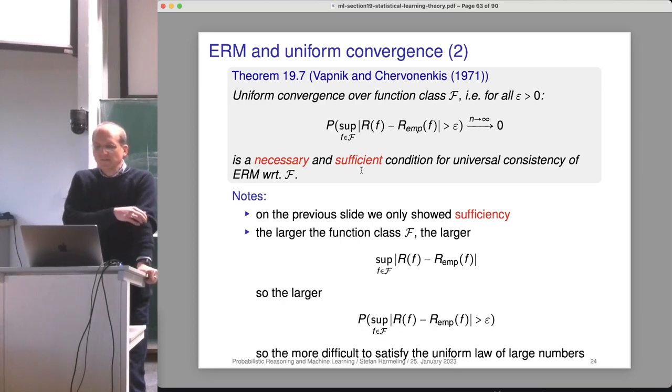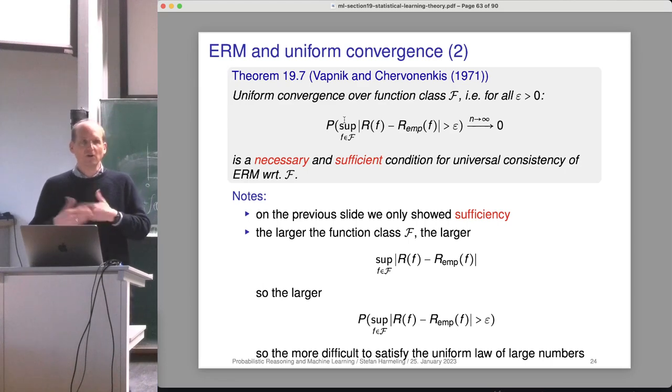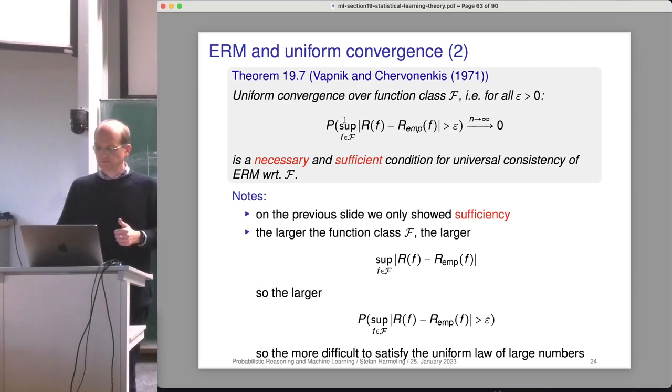Curiously, just by thinking about this function class, suppose it gets larger, then also the supremum gets larger, right? Because it's a supremum over a larger set. So basically, if I increase my function class, it gets more and more difficult to fulfill the uniform convergence, which intuitively makes sense. Maybe it's easiest fulfilled for linear functions, and then I can add more and more functions to it, and maybe it's still fulfillable, but at some point I have too many functions in here and I don't have uniform convergence anymore. In particular, if I take all functions, then it's not true anymore.